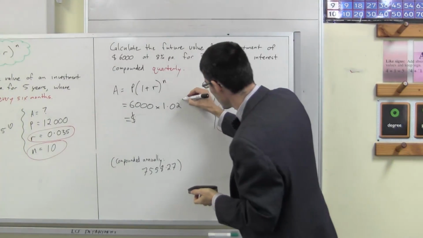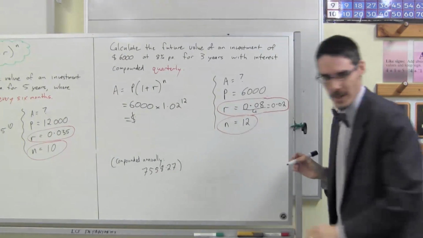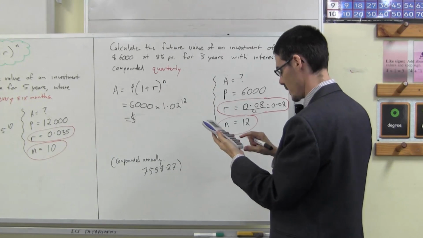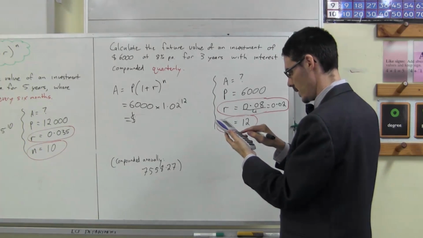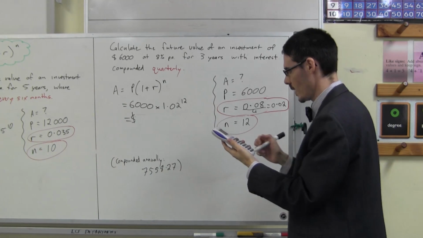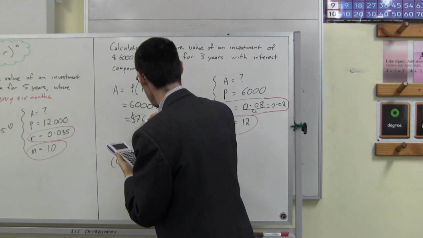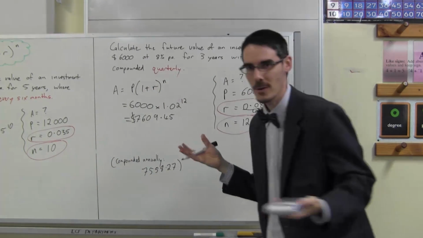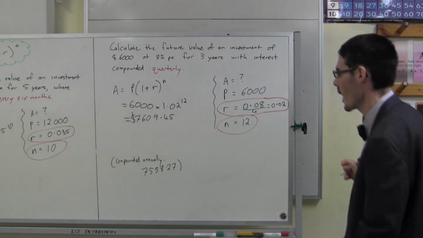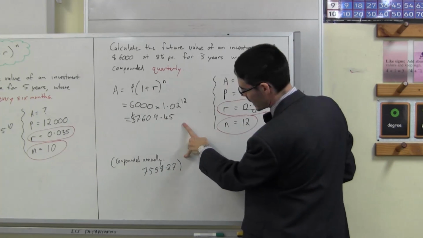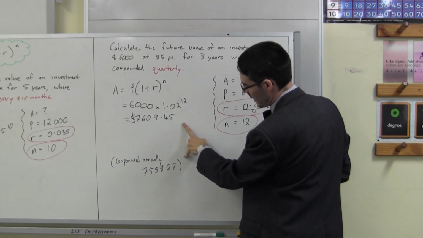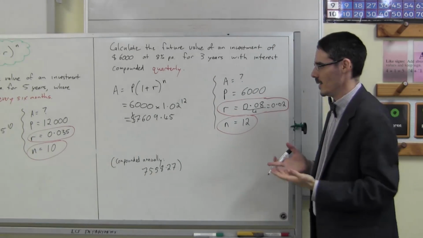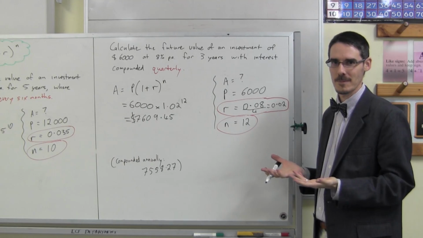So let's go 1.02 to the power of 12. Find our calculator again. $6,000 times 1.02 to the power of 12. And it gives me 7609.45. Again, rounding off to cents. Okay, look at the difference. An extra $50 just because I'm doing it quarterly instead of annually. You get more money the more often you compound. Just like that.